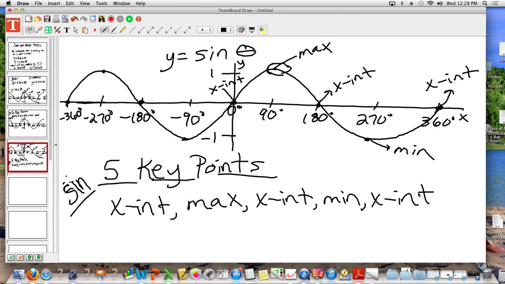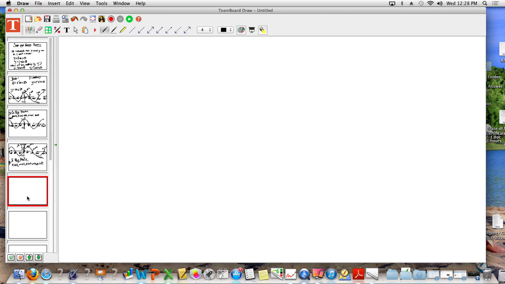So these are your main points for graphing a sine curve. If you can remember those, knowing that pattern makes graphing these things a lot easier. So now I want you to take this information and let's graph y equals 12 sine. This time I'm not going to call it theta, I'm going to call it x. Means exactly the same thing.